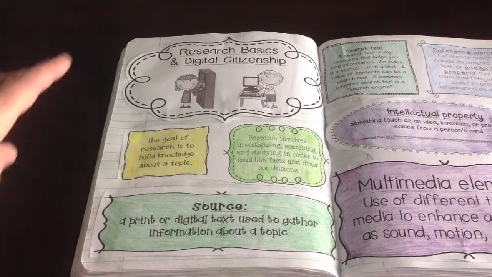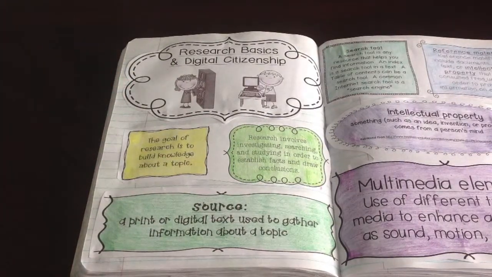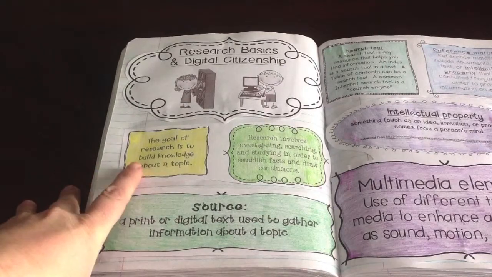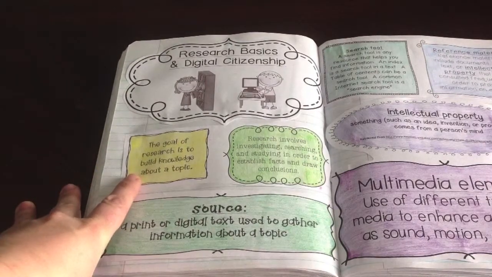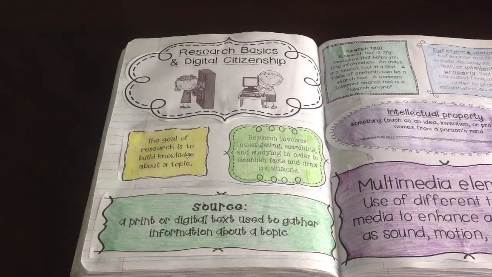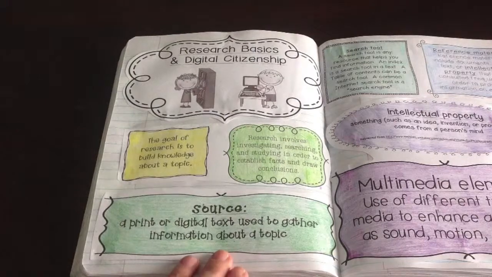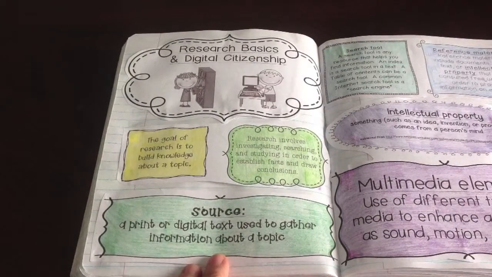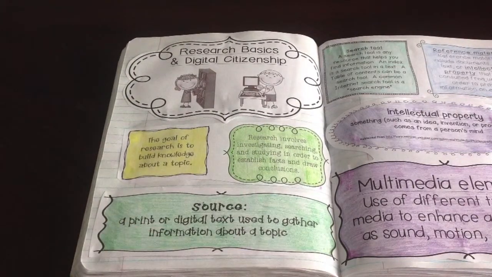This video lesson is about research basics and the importance of digital citizenship. When we talk about doing research, our goal is to build knowledge that we have about a topic. It involves investigating, searching, and studying in order to establish facts and to draw our own conclusions. When we do research, we look for sources that will help us. These can be either print or digital text sources that we use to gather information about a topic.